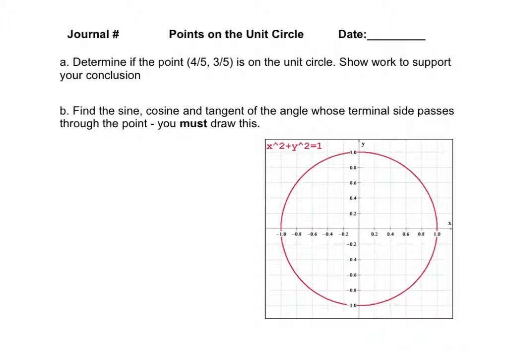So we can go ahead and just, for part A, say, okay, well, if this is on the unit circle, we know that x squared plus y squared equal to 1 is the equation of the unit circle. So we can take 4/5, square it, sum it with 3/5 squared, and it should equal 1. So 4/5 squared is 4 squared over 5 squared. So that's going to be 16 over 25.